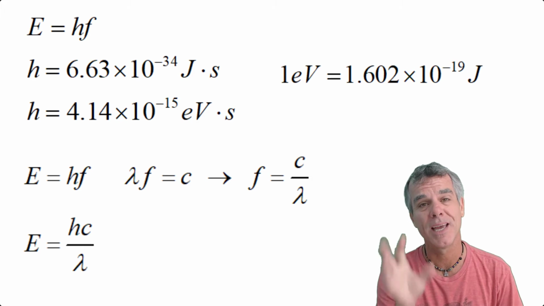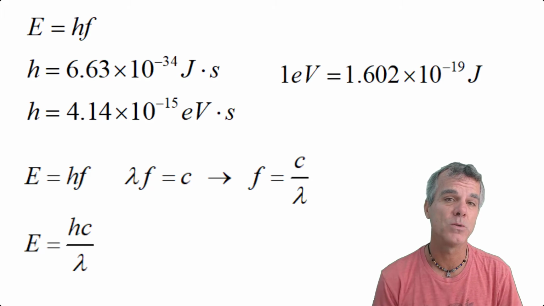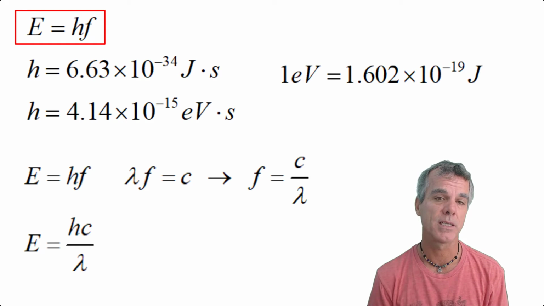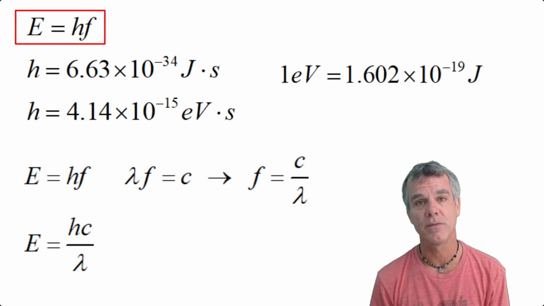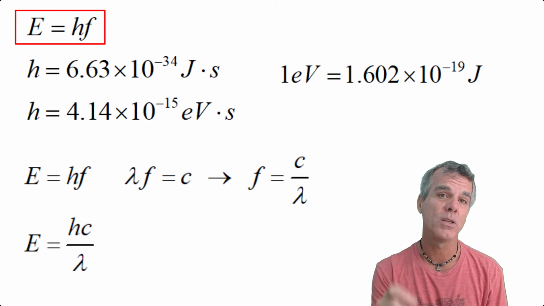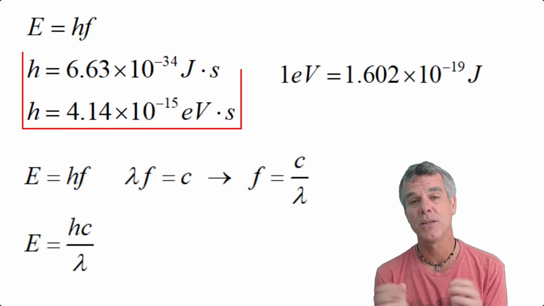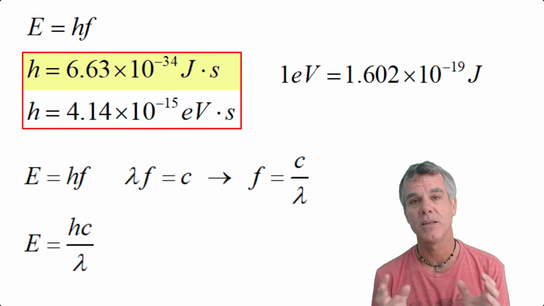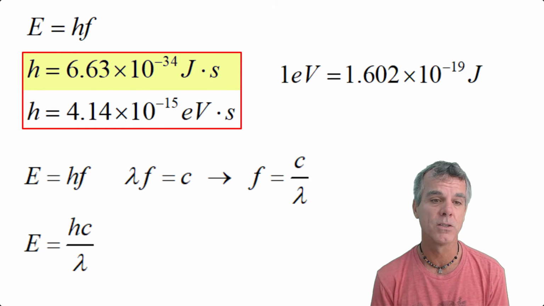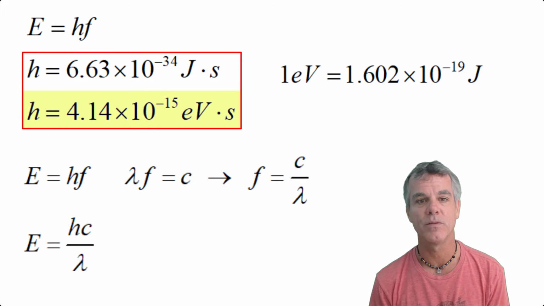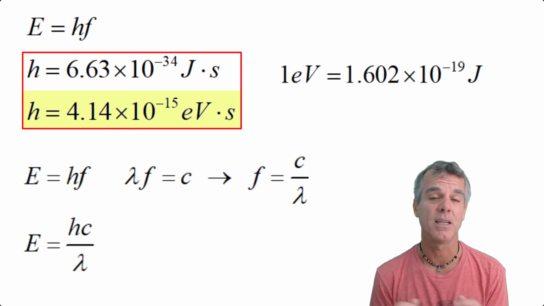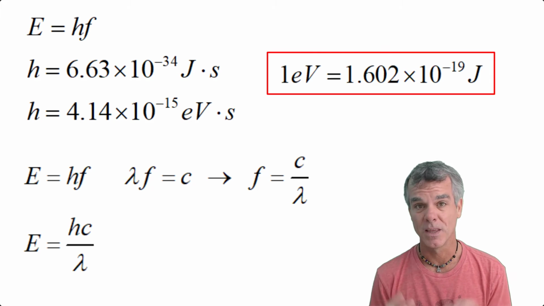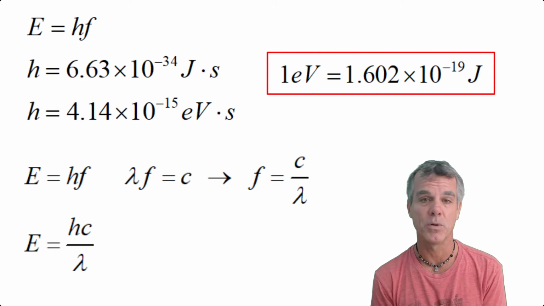Let's start by looking at the equation for the energy of a photon, E equals hf. In this equation, h is Planck's constant, f is the frequency of light in hertz. And the value that we're going to use for Planck's constant is going to depend upon the units that we use. h is either equal to 6.63 times 10 to the minus 34 joule seconds, or h equals 4.14 times 10 to the minus 15 electron volt seconds. And an electron volt is just a common unit of energy that we use often when dealing with particle physics.